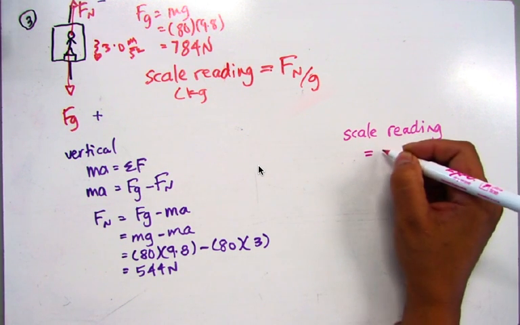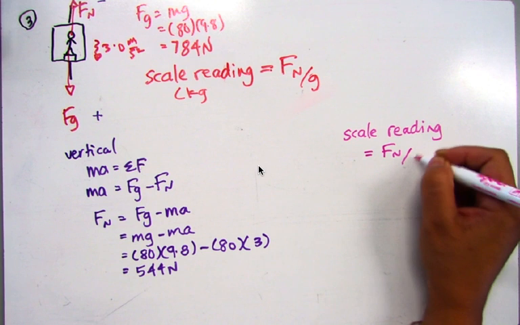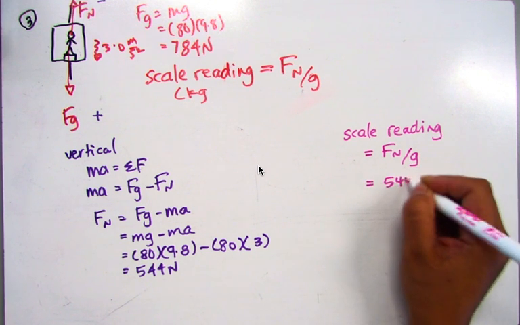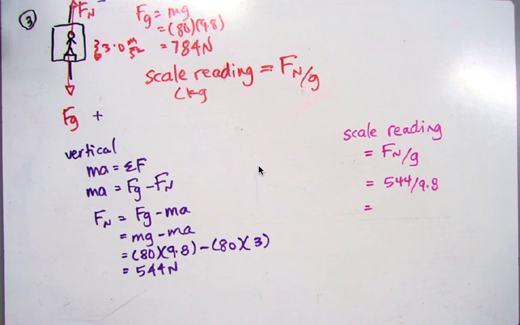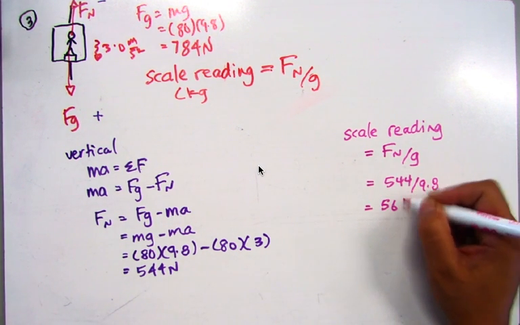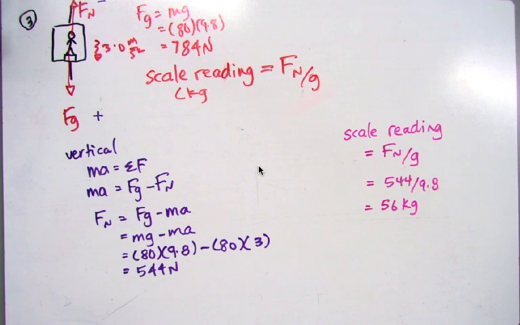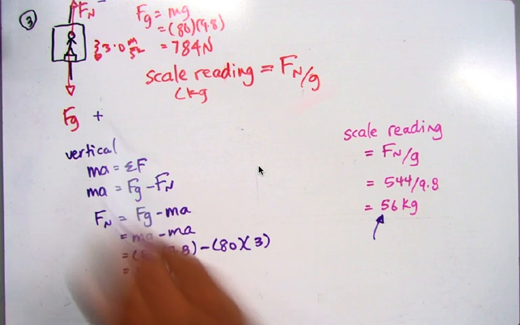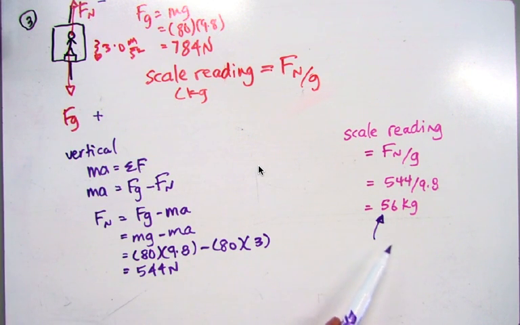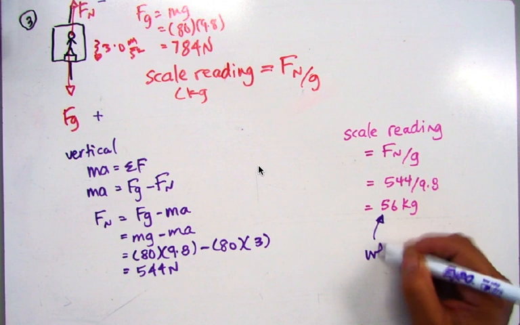What it thinks it feels is the normal force divided by g, which is 544 divided by 9.8, and we get 55.5 kilograms, or 56 kilograms. So to be clear, this is obviously not true, right? This person's mass has not changed from 80 to 56, but this is what the bathroom scale thinks.